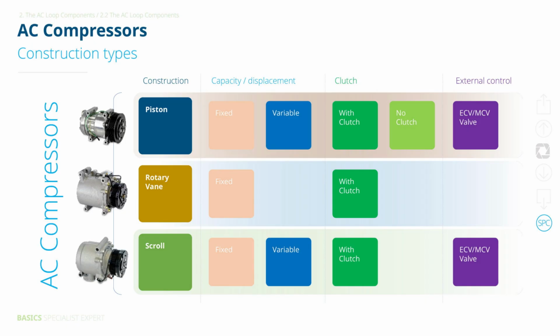AC compressors come in three main designs: piston, rotary vane, and scroll. Each can be fixed or variable displacement and may use a clutch or an external control valve. Knowing the type helps you understand how the system regulates pressure and cooling performance.